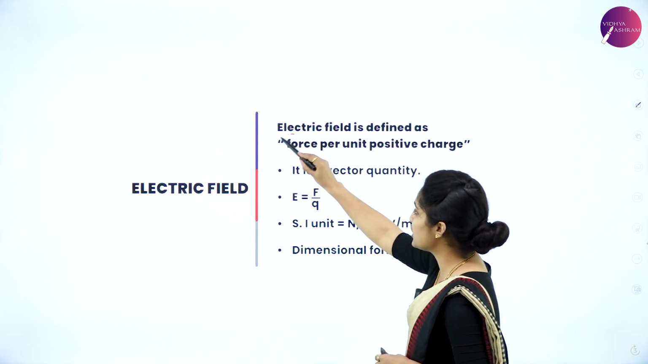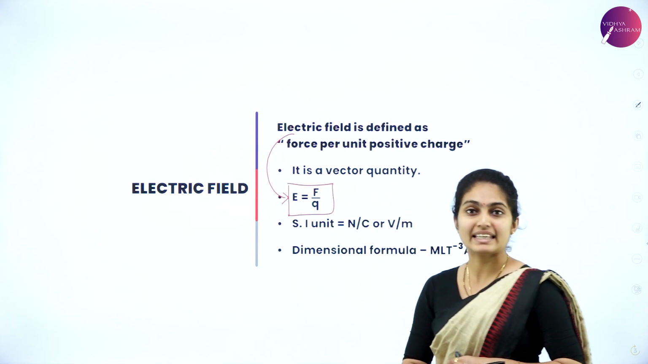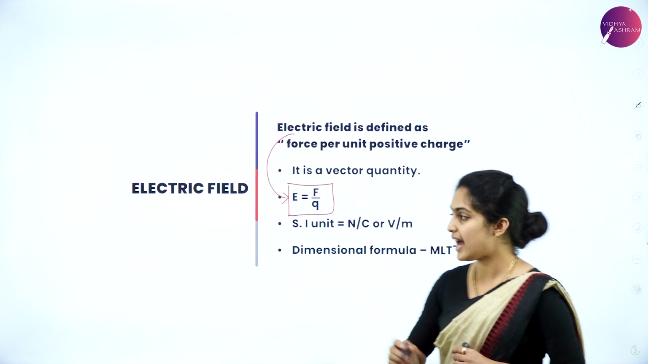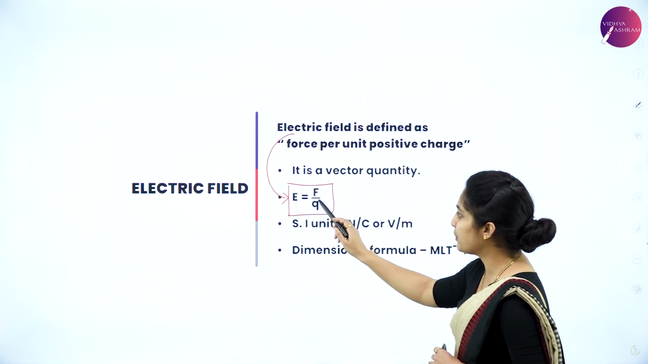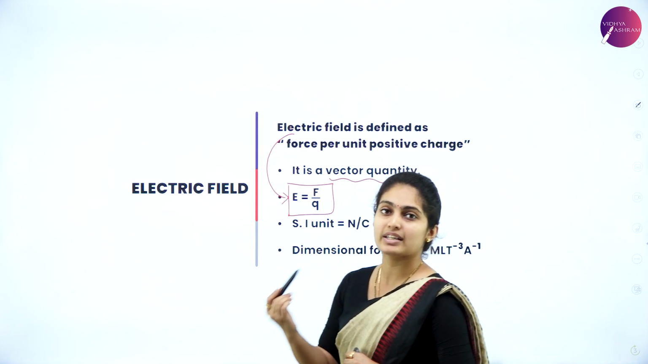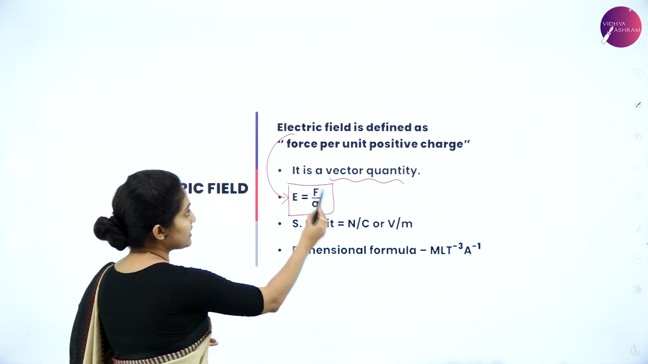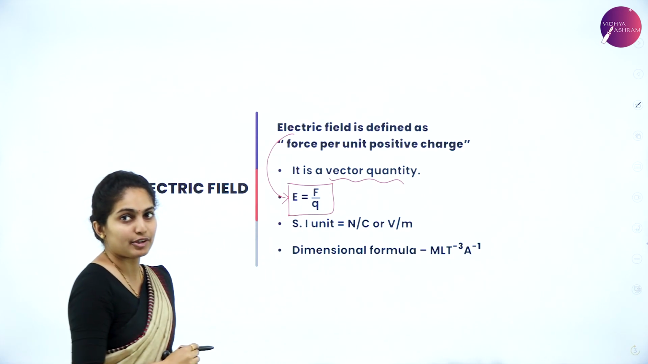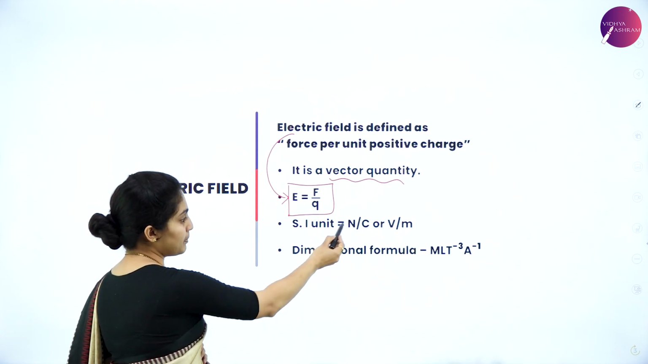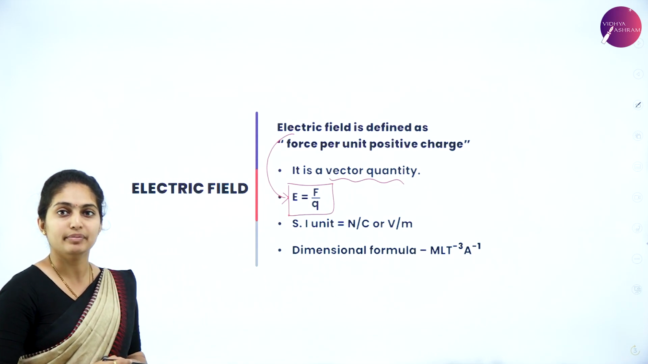With the help of this definition, we have the equation E = F/q. Or with the help of this equation, we get the definition that electric field is force per unit charge. And it is a vector quantity. A vector quantity has direction as well as magnitude. The SI unit is newton for force and coulomb for charge, so newton per coulomb or N C inverse. The other way of giving the SI unit is volt per meter.